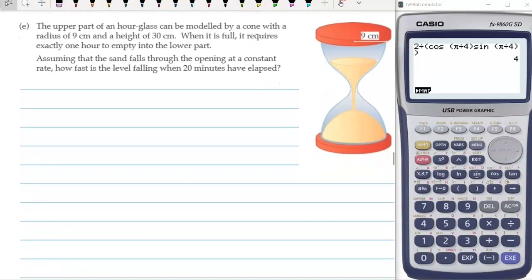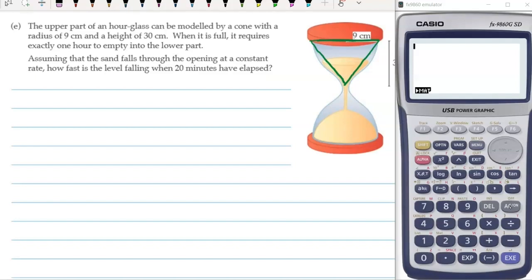Okay, part E. So we have this hourglass being modelled by a cone. So it's not exactly a cone, it's more curvy than a cone, but we're going to use a cone to model it to get close to what it would be. So we have this triangle shape. Let's see if I can just make that show up a little better.